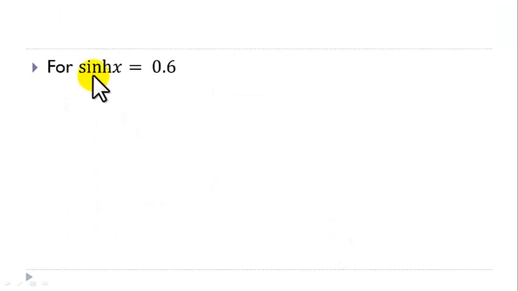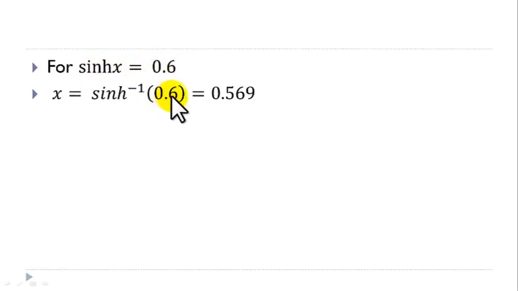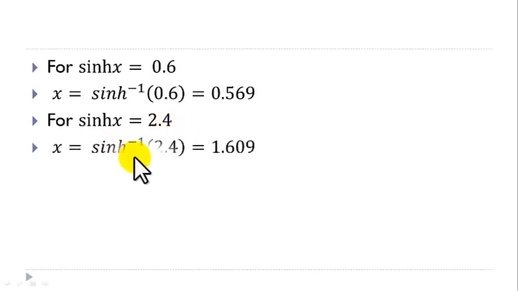Now, for sinhx equal to 0.6, x is equal to arcsinh 0.6, and this will give us 0.569. For sinhx equal to 2.4, we have x equal to arcsinh 2.4, and that will give us 1.609.